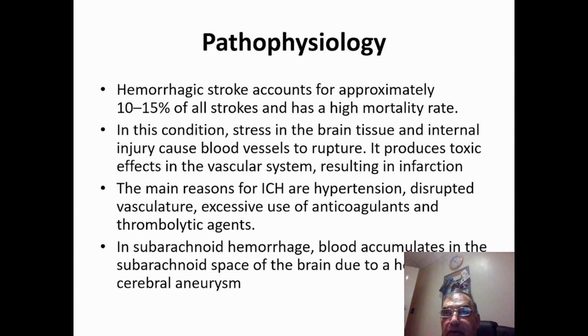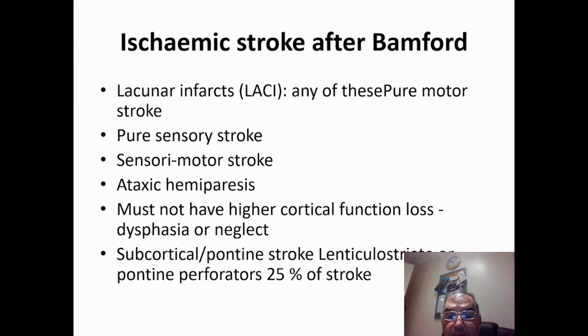of stroke. Hemorrhagic strokes are generally 10 to 15% of strokes, but have a higher mortality rate, as this tends to be a catastrophic event, and there is essentially rupture of blood vessels, and this can lead to cell death. Once again, the main reasons for intracerebral bleeds are hypertension, disrupted vasculature, excessive use of anticoagulants and thrombolytic agents. In subarachnoid hemorrhage, blood accumulates in the subarachnoid space, and most of these are due to intracerebral aneurysms, though traumatic and idiopathic hemorrhage can occur.